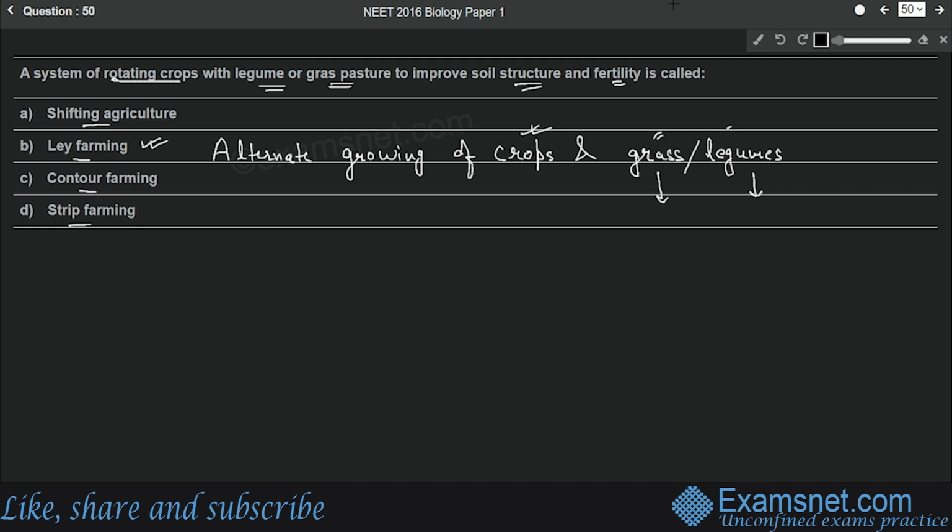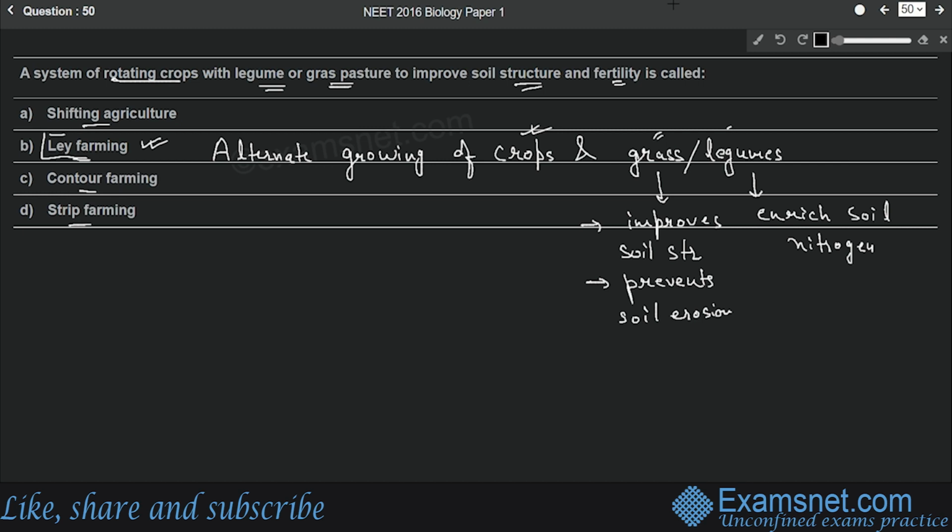Grass improves the soil structure and it also prevents soil erosion. And what do legumes do? They enrich the soil nitrogen. So this way the soil structure and fertility is maintained, or we can say the health of the soil is maintained. Okay, so the correct answer will be lay farming, option number B.